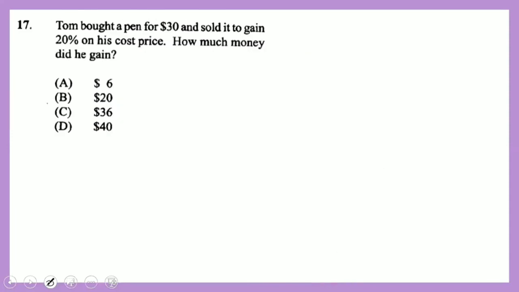All right, hope you're doing a good job so far. Tom bought a pen for $30 and sold it to gain 20% on his cost price. How much money did he gain? And questions like these, consumer arithmetic, you want to read it twice so you don't miss anything, right? So he bought the pen. So the cost price is $30. That's what he bought it for.